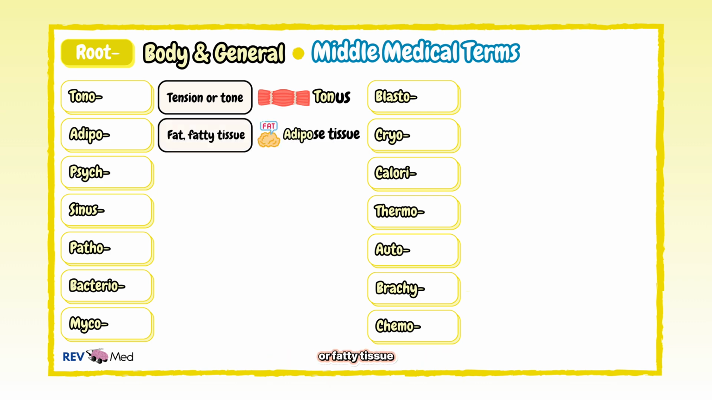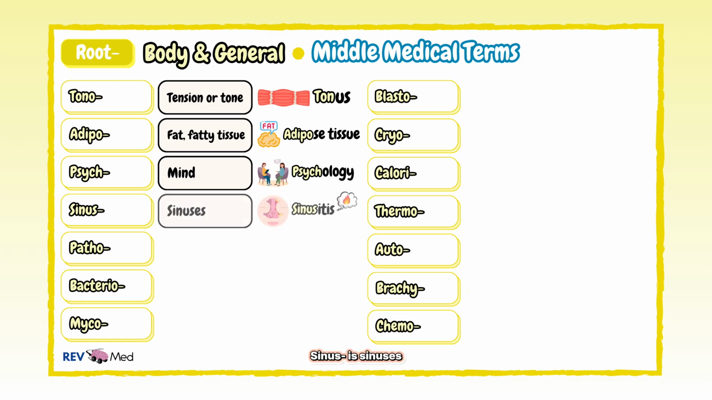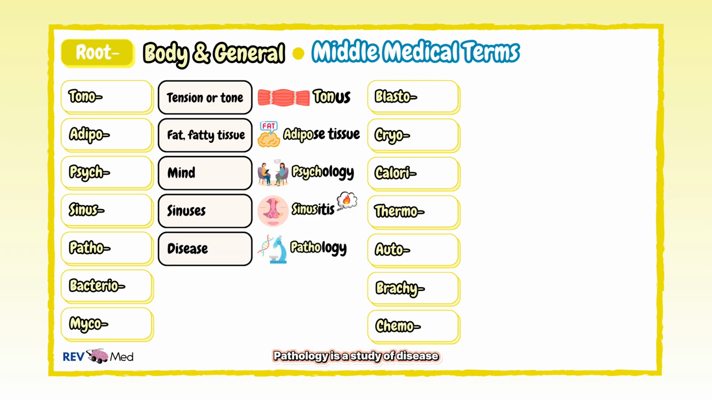Adipo is fat or fatty tissue. Adipose tissue is the connective tissue consisting of lipid-rich fat cells. Psych refers to the mind. Think psychology. Sinus is sinuses, and sinusitis just means inflammation of the sinuses. Patho refers to disease. Pathology is the study of disease.